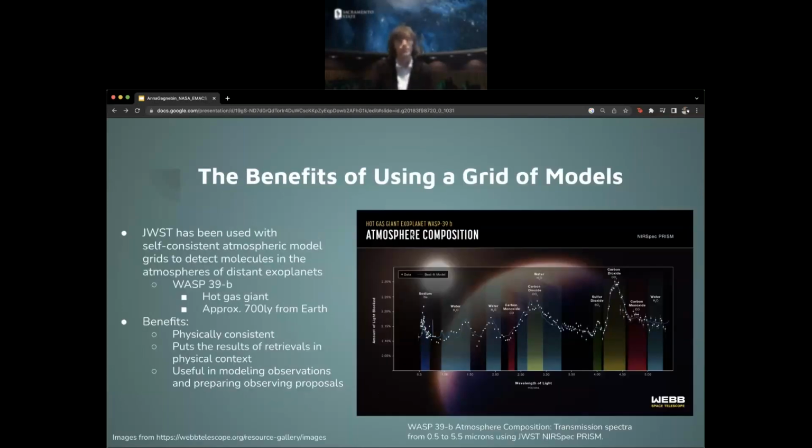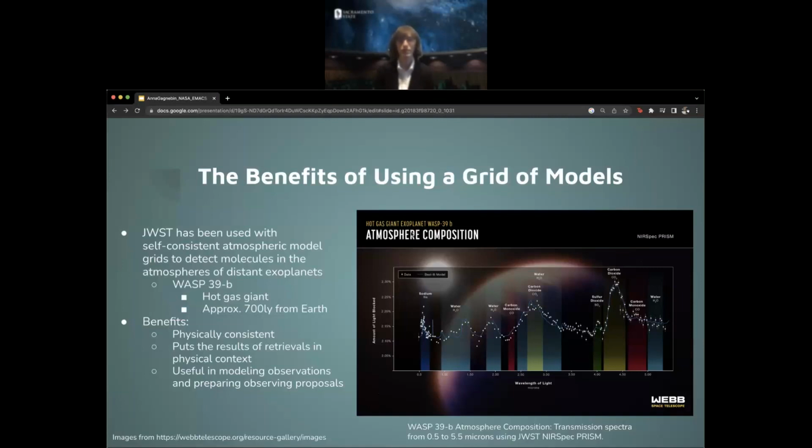So we've already started to see the benefit of using these larger gridded models, which is what I'm generating in my work. Even in the first year since its launch, James Webb has been used with these self-consistent atmospheric model grids to detect molecules in the atmospheres of distant exoplanets. There have been several up to this point. One of these is WASP-39b, which is a hot gas giant, close to its star, about 700 light years from Earth. We can see on the right here the spectrum that was released by the James Webb Space Telescope, with the data points in white and this best fit model in blue.